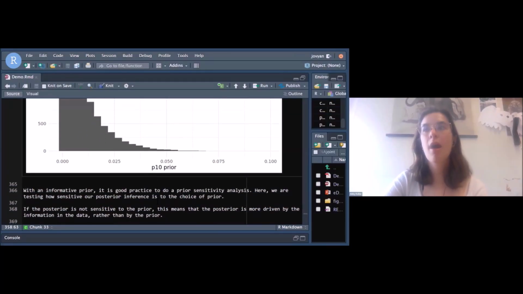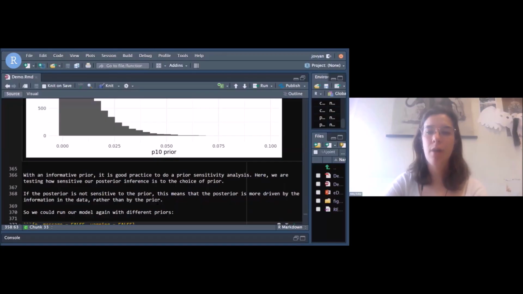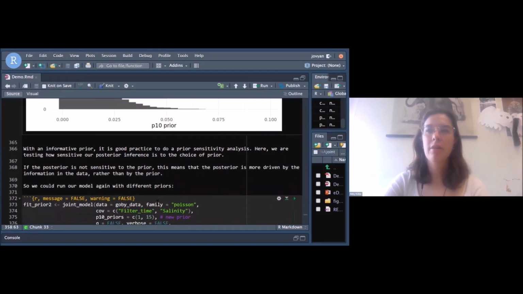So if you have an informative prior, it's pretty good practice to do a prior sensitivity analysis. So here we're testing how sensitive our posterior inference is to the choice of a prior. If the posterior is not sensitive to the prior, this means that the posterior is driven more by the information in the data rather than by the choice of prior.